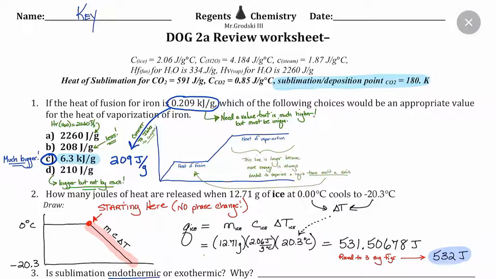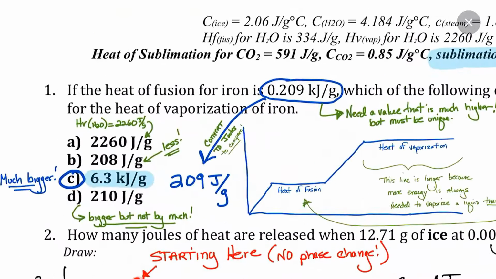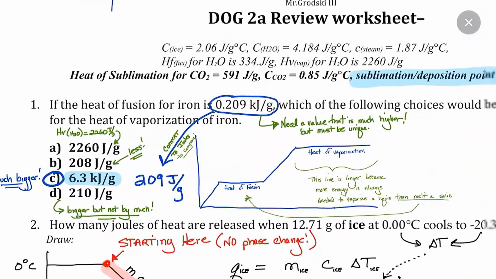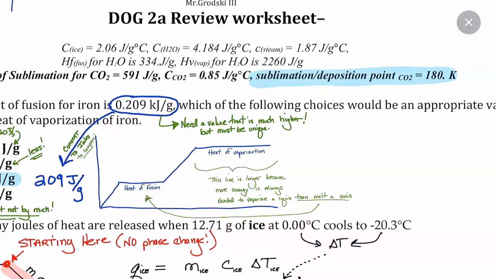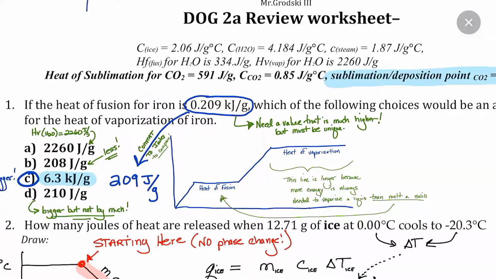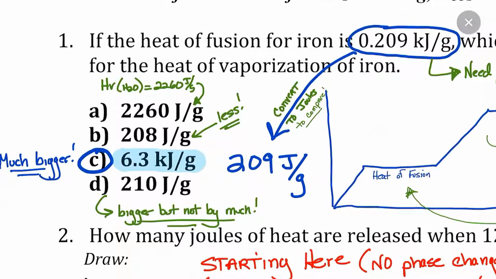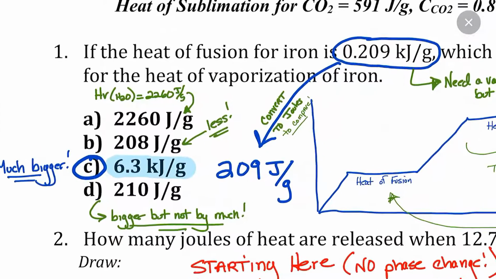In any case, looking at number 1, if the heat of fusion of iron is 0.209 kilojoules per gram, and of course heat of fusion is the amount of energy it takes to melt a gram of iron, if you look at that value there, which of the following choices would be an appropriate value for the heat of vaporization of iron? Now, if you look at the answer, I've got 6.3 kilojoules here.